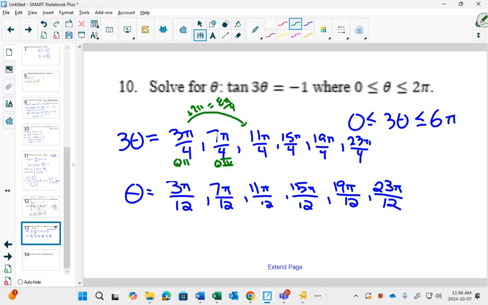So I'm going to add 2 pi, and adding 2 pi is 8 pi over 4. So notice that the top number I just added 3, I added 8, I got 11. 7 plus 8, 15. 11 plus 8, 19. 15 plus 8, 23.